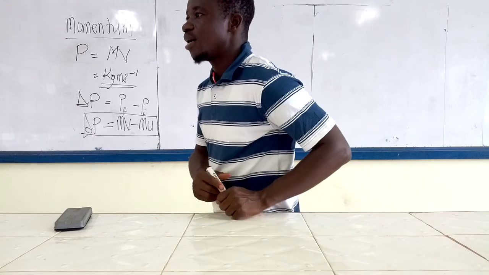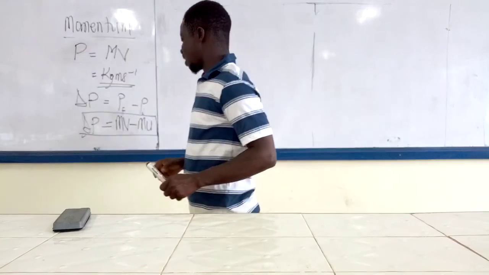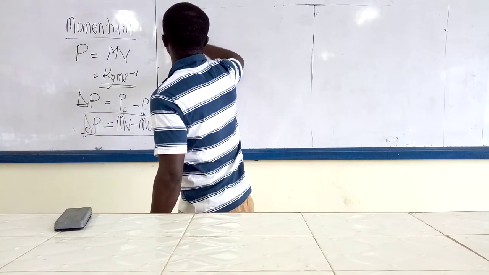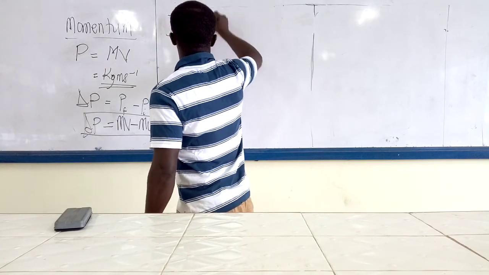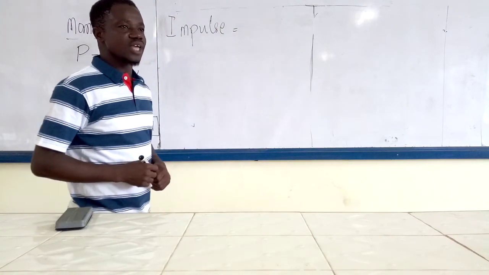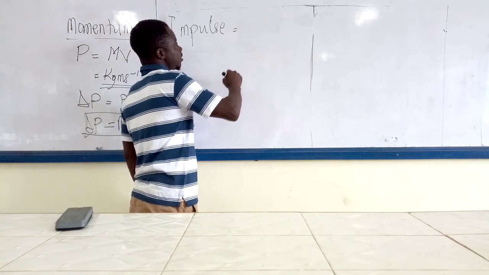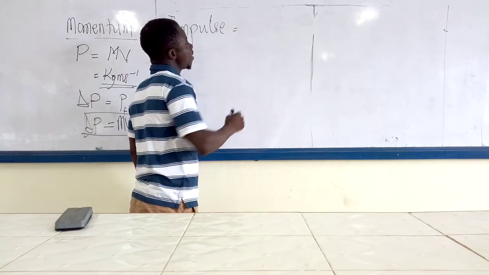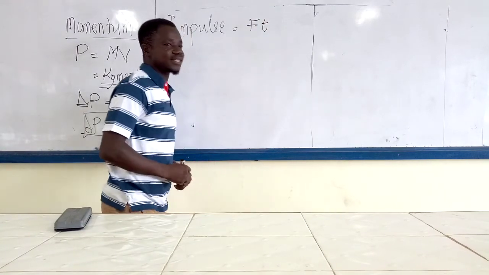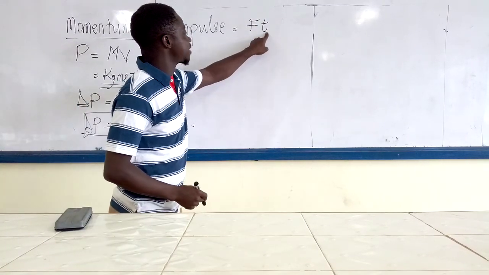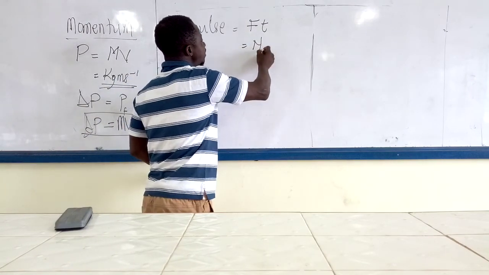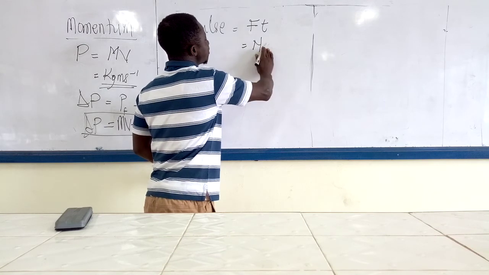Good. Now, let us look at impulse. There's another term we need to look at. Impulse. Now, when we say impulse, we define impulse as the product of the force and the time taken for the force to act. The product of force and the time taken for the force to act. So the unit for impulse is Newton second.